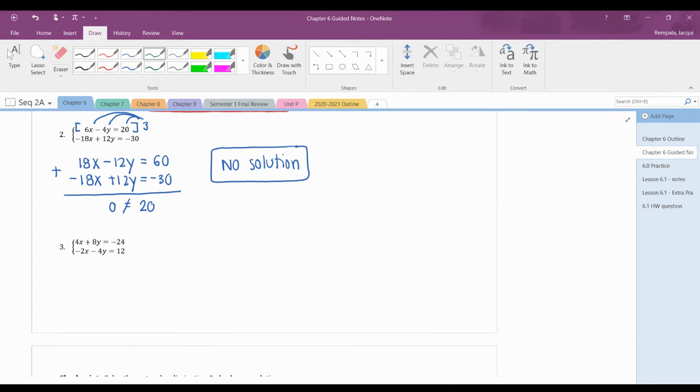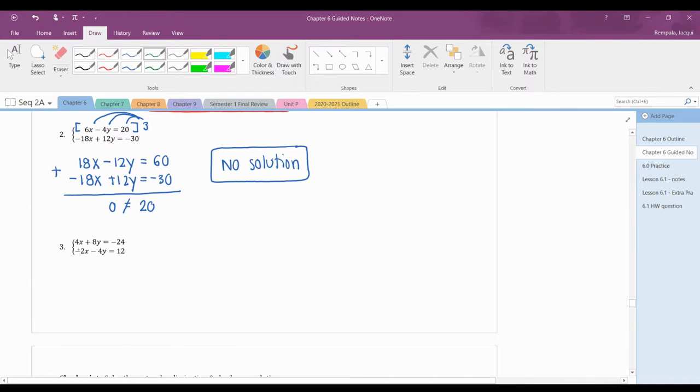Moving on to this third problem, we've got 4x plus 8y equals negative 24. We also have negative 2x minus 4y equals 12. If we look, the x's are lined up nicely, y's are lined up nicely, equal signs are lined up nicely, numbers are lined up. If I look at the x's, they are not opposites, so I cannot cancel. 8 and negative 4, the y's, those are not opposites, so I cannot cancel. So that means that we have to think about changing one of the equations by multiplying.